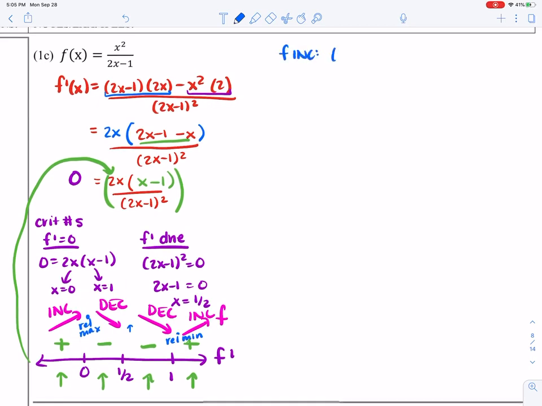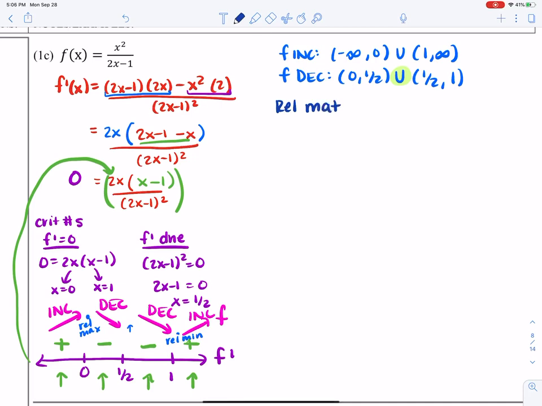F is going to be increasing from -infinity to 0, and also from 1 to infinity. F is going to be decreasing from 0 to 1/2, and then from 1/2 to 1. Very important that you split these up, because at 1/2 it is not increasing or decreasing. We're also now going to talk about our relative max and mins.